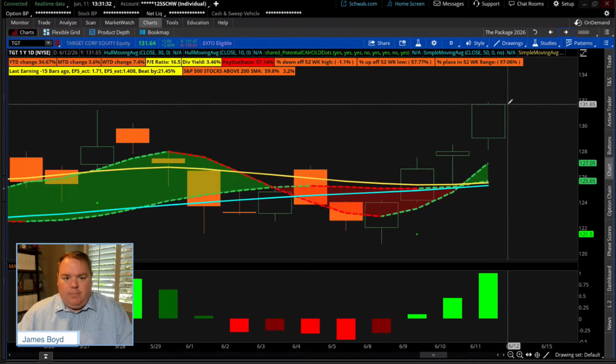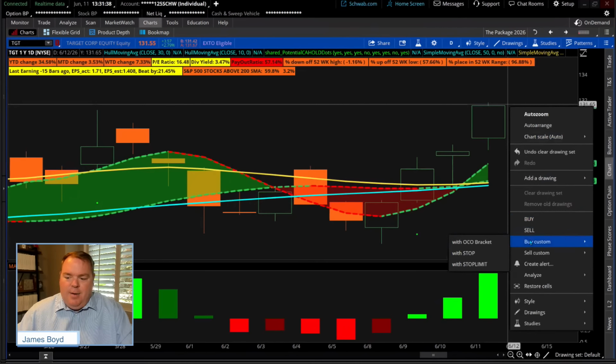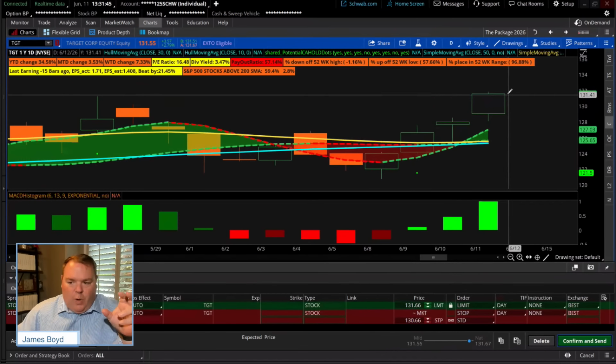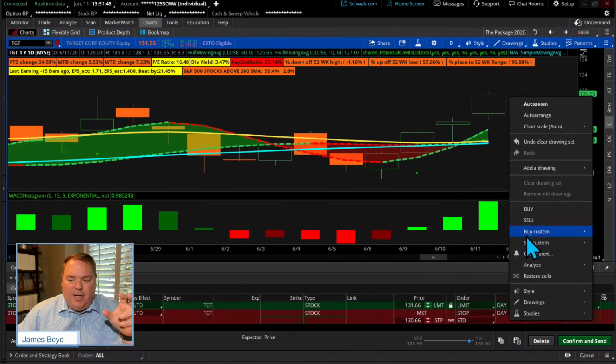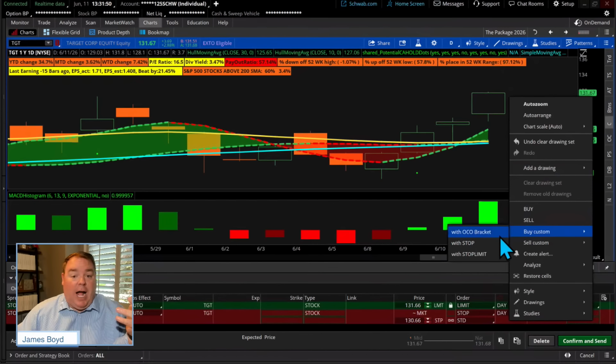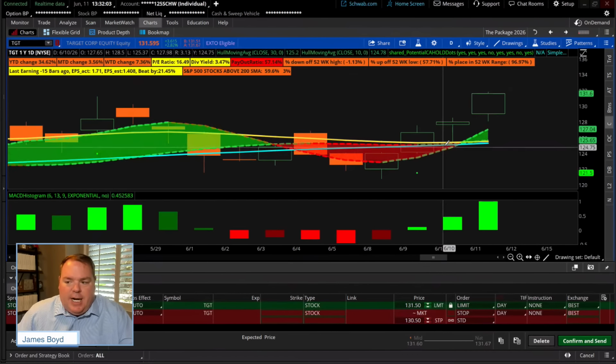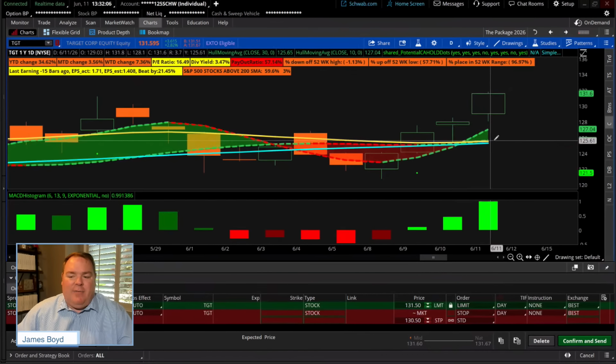Now I'm going to right click on the chart. And once I right click on that chart, okay, buy custom with OCO bracket. Now I'm just going to, if you don't mind, do it with stop. When I right click on the chart, buy custom, it gives us the choice: do you want to do it with a bracket, target, and a stop? Do you want to just get in and set a stop, etc.? We're going to use that buy custom with stop. There it is. Green means we're buying. Red means we're selling. Now, what I'm going to do is really use this area of support, 125.61.